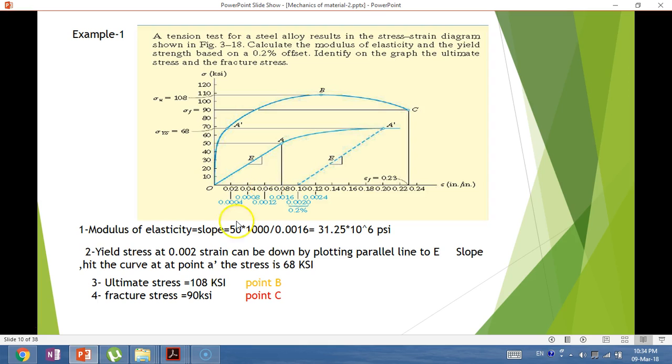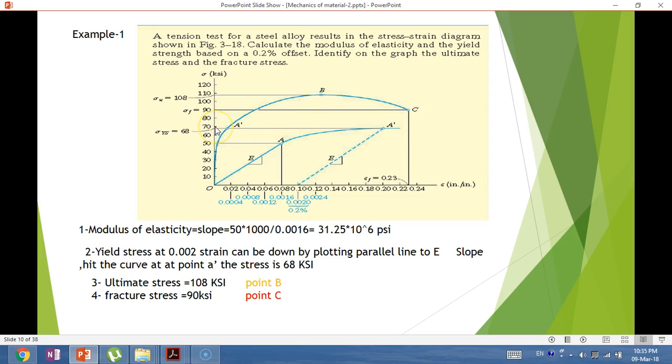While the yield stress point here is not clear, that's why we make another line which is parallel to the Young's modulus line, but starting from the specified point. In this example, it specifies that we need the point based on 0.2%, which is 0.002. So we move until we get the point 0.0020. Then we draw another line whose slope is equal to Young's modulus until it hits the curve at point A'.